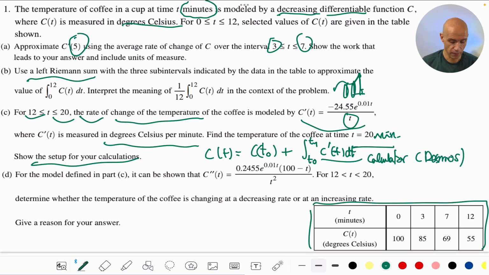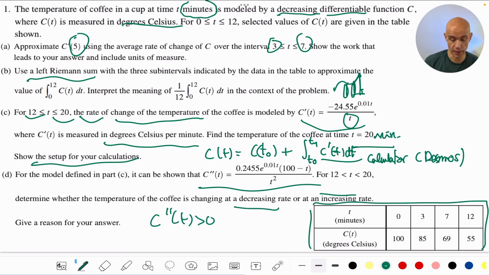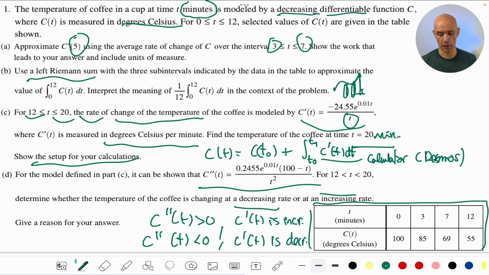And then for the last one, we have a very long expression here. Indeed, you could compute this derivative from the previous one, to determine whether the temperature of the coffee is changing at a decreasing rate or increasing rate. They don't tell us how much the rate is. In this case, if you find that this is positive, the rate is increasing, and if it's negative, then the rate is decreasing. So you just need to check whether the sign is positive or negative. Of course, if you have a numerical calculator, you can substitute the values and get the number, and that's it.